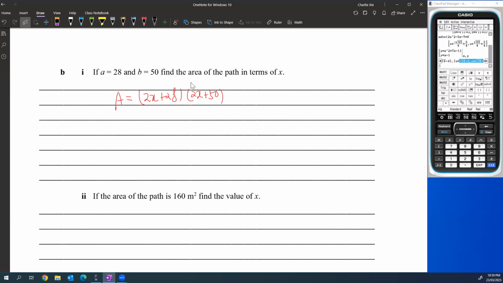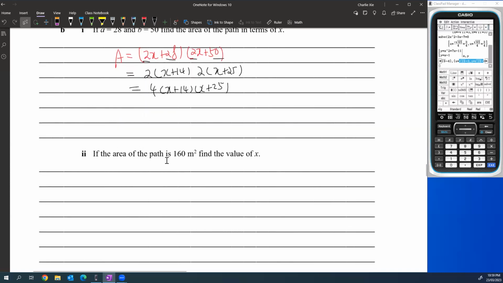However, that doesn't mean we don't need to simplify, okay? Because look at these 2 and 28, 2 and 50, they're common factors. We need to take out the common factors. So take out the 2 from the first bracket, we have x plus 14. I take out another 2 from the second bracket, we have x plus 25. Of course, 2 times 2 will make it 4. That'd be your area in terms of x when A equals 28 and B equals 50.